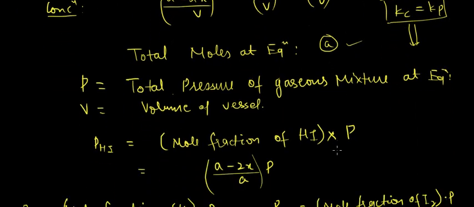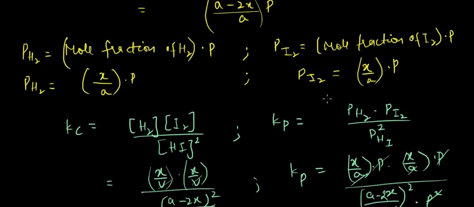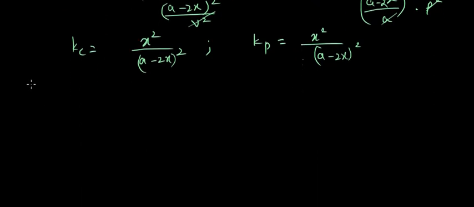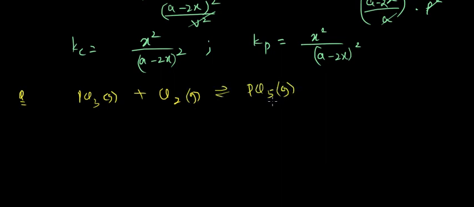Okay, so now let's see another example where we have PCl3 plus Cl2 getting converted at equilibrium into PCl5. So let's say initially we had A moles here, B moles here, and 0 moles here.